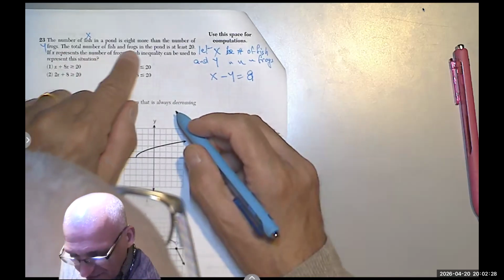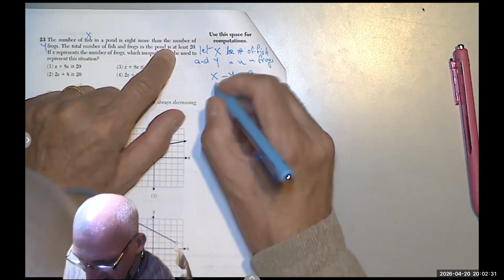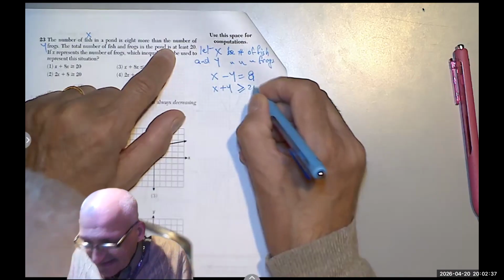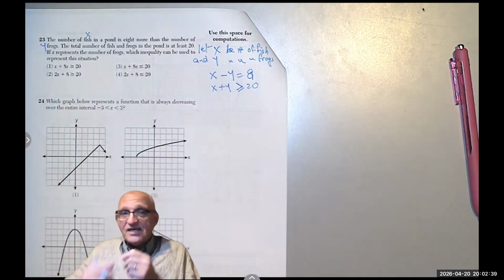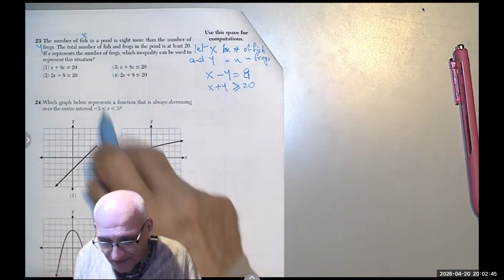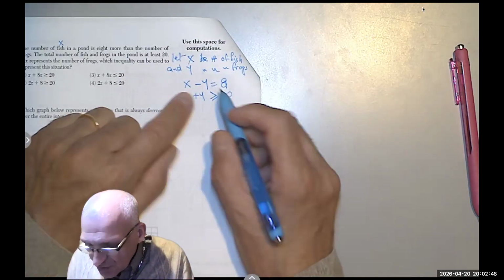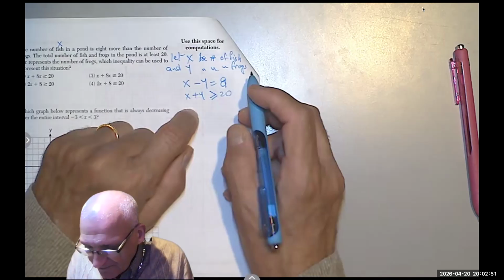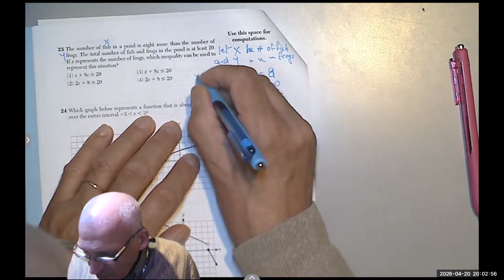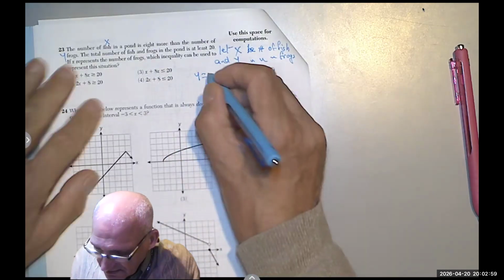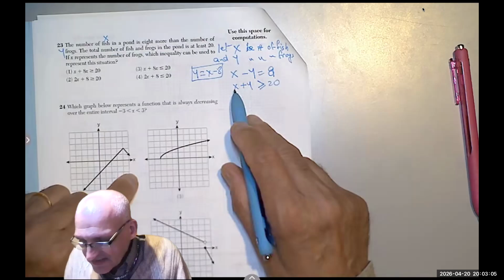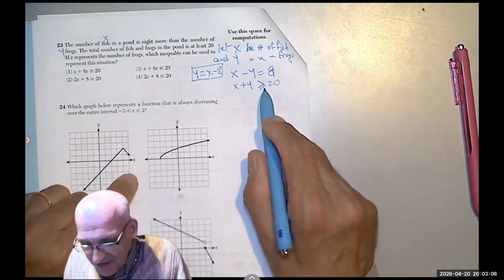The total number of fish and frogs is at least 20, meaning x plus y is at least, meaning greater than or equal to 20. So they can be 20 or more, but they cannot be less. Let's say here, they write everything in terms of x. So let's see what y equals. In the top equation, I'm going to move the y to this side, and I say y equals x minus 8. This is the first equation. And then here, I have x plus y is greater than or equal to 20.